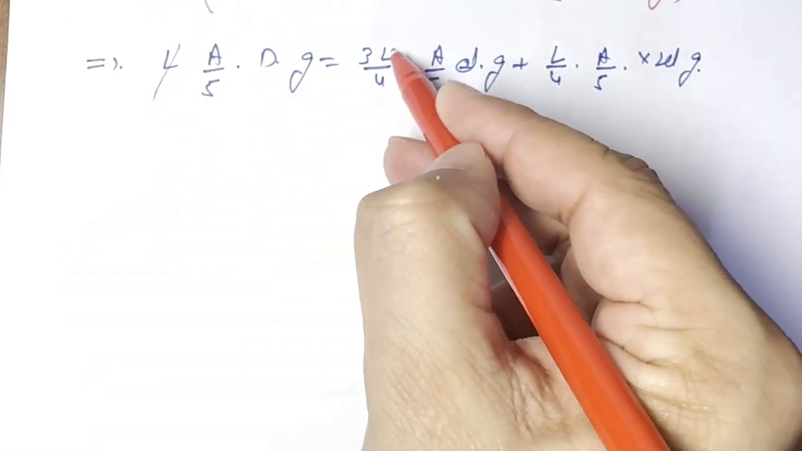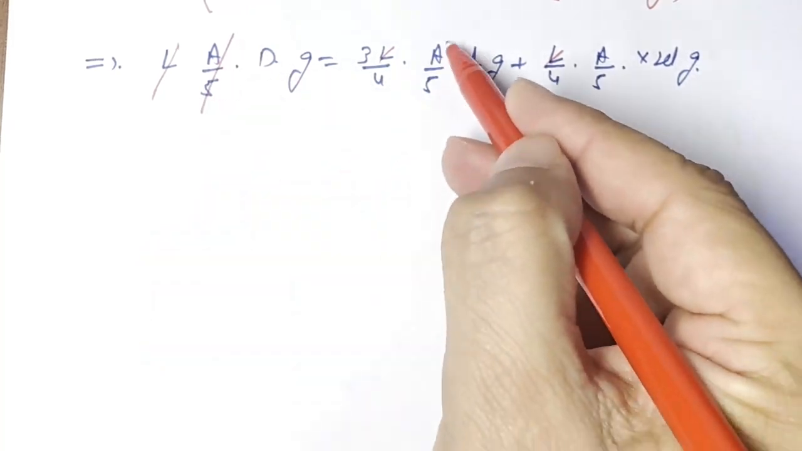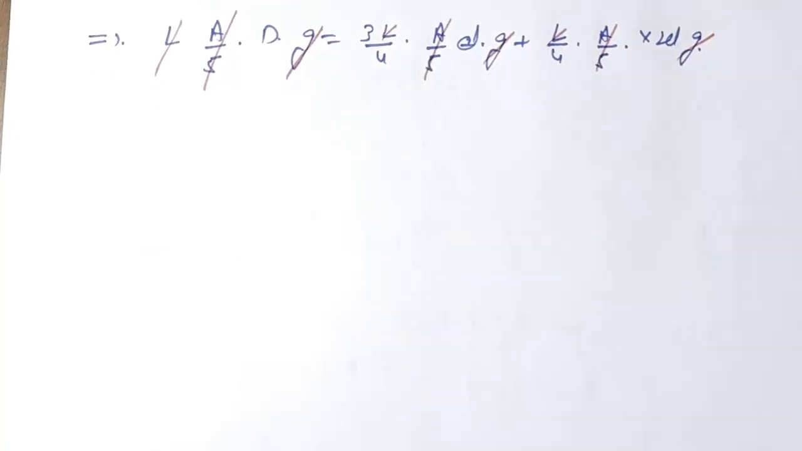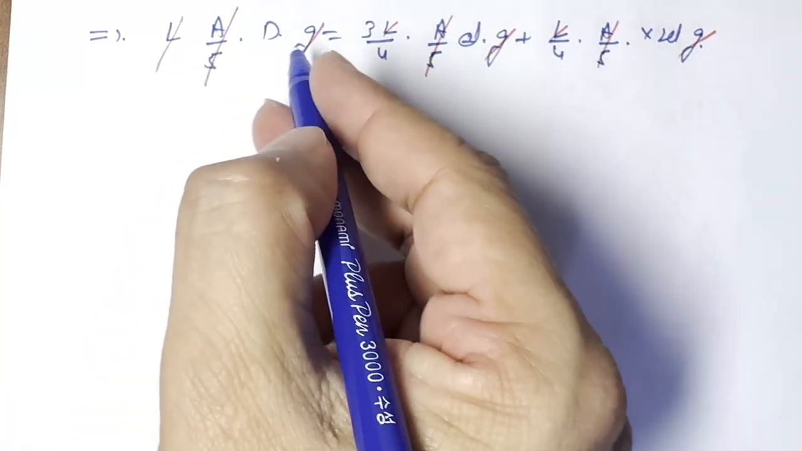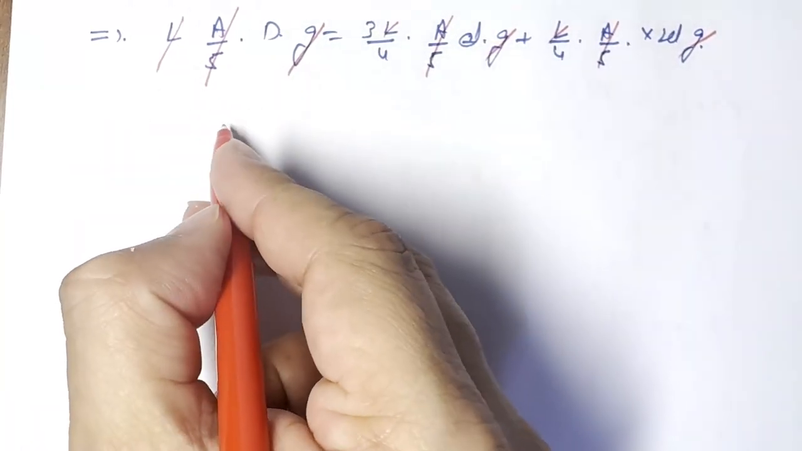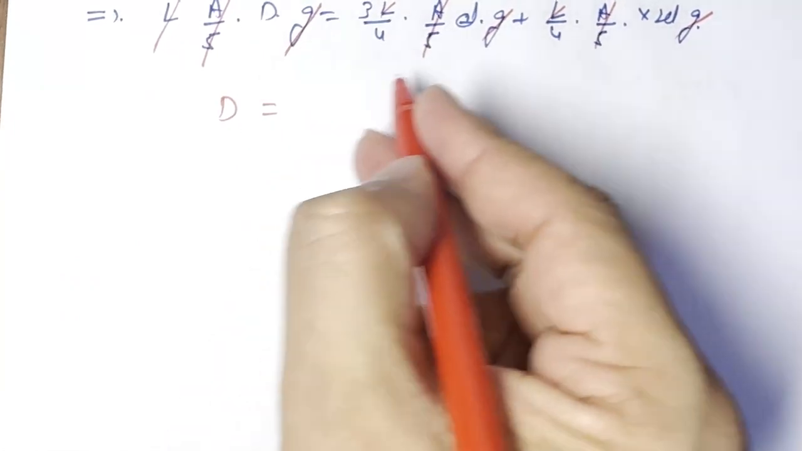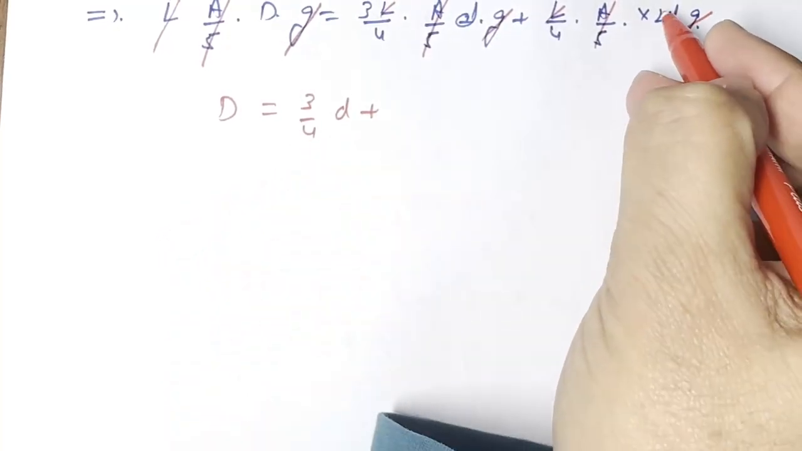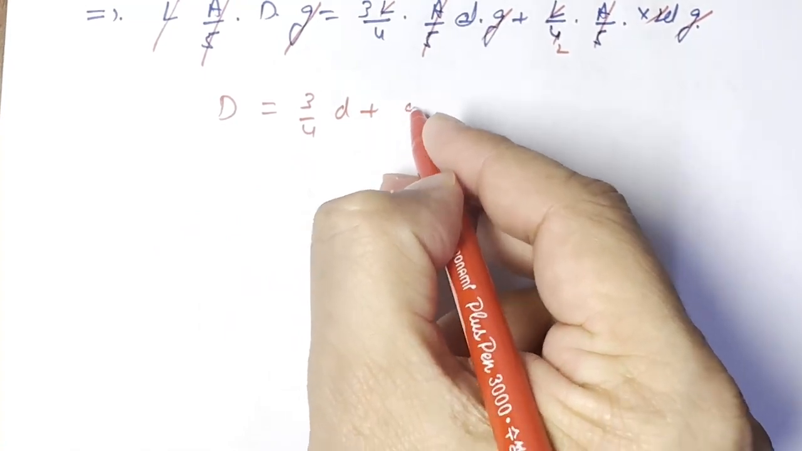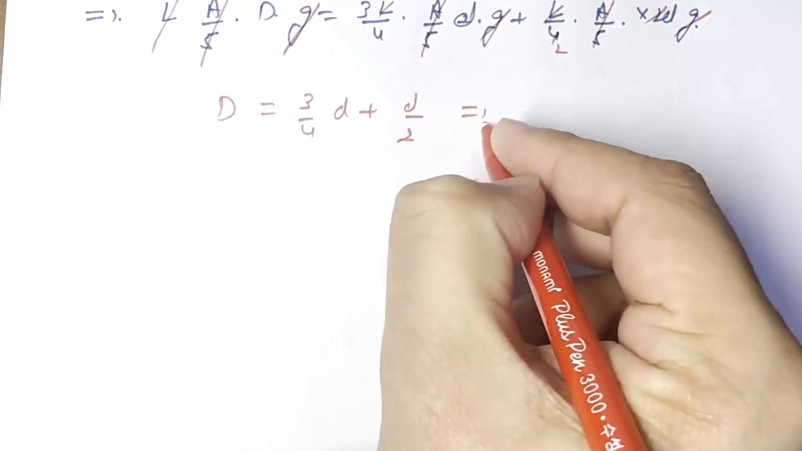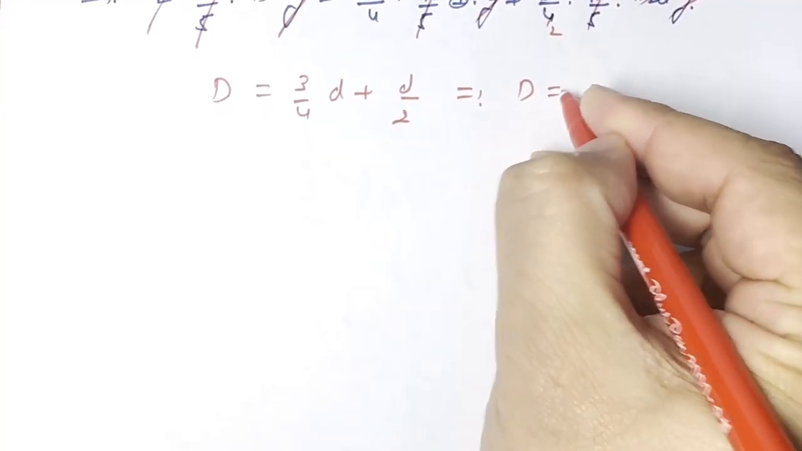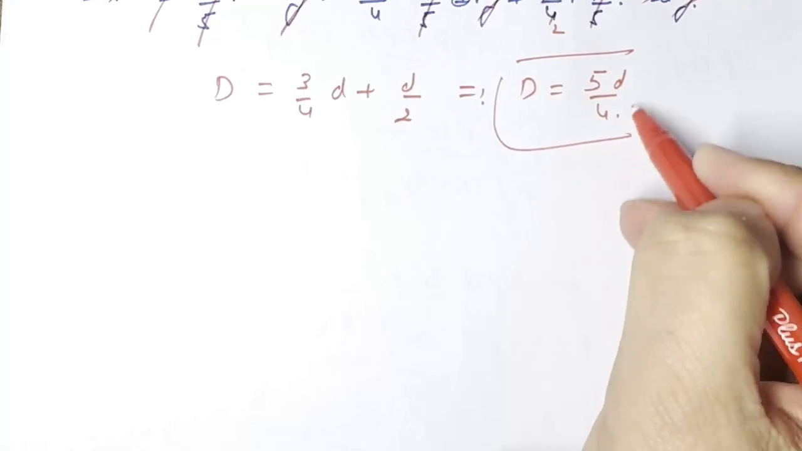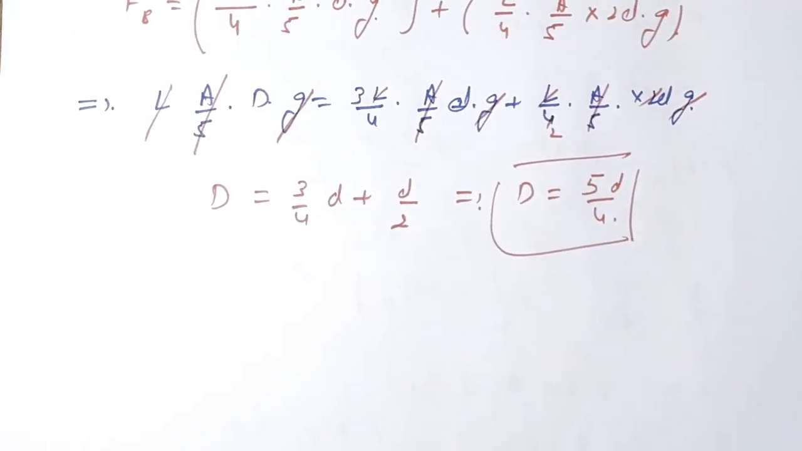So length cancels out throughout, A by 5 also cancels out throughout, and G also goes away. So we are left with the density D, which is density of the solid, equal to 3 by 4 d plus, and this goes by 2, d by 2. Therefore, the density of the solid will be equal to 5d divided by 4. So this is the density of the solid.